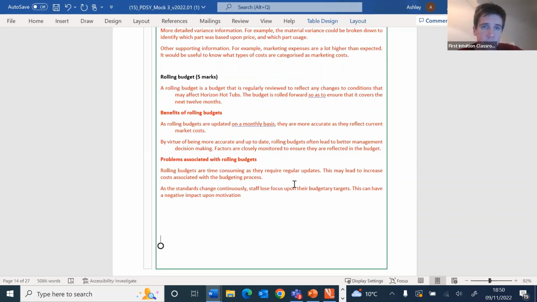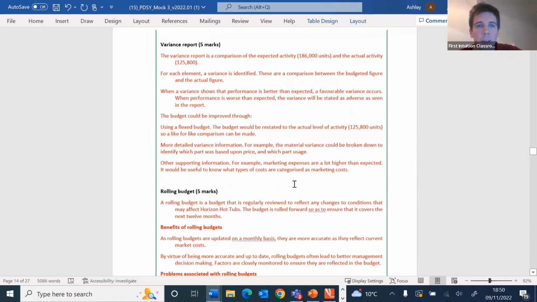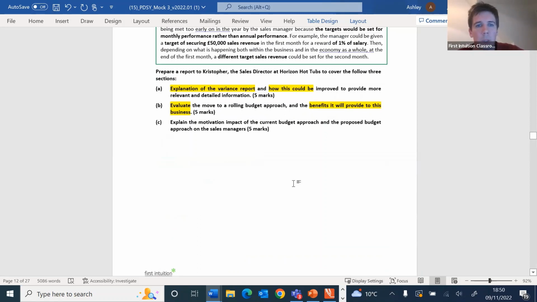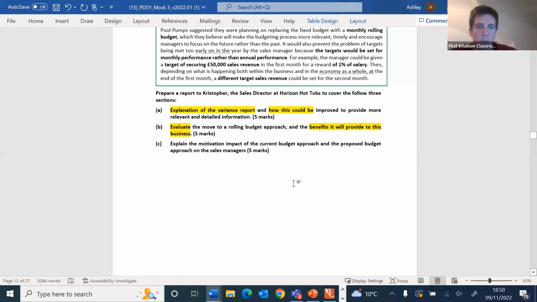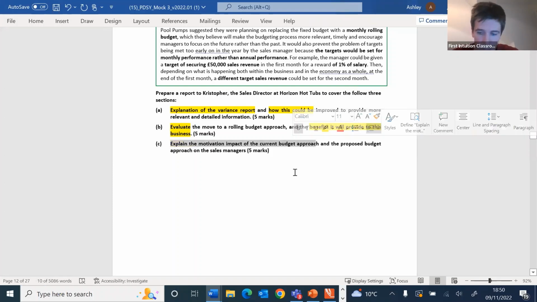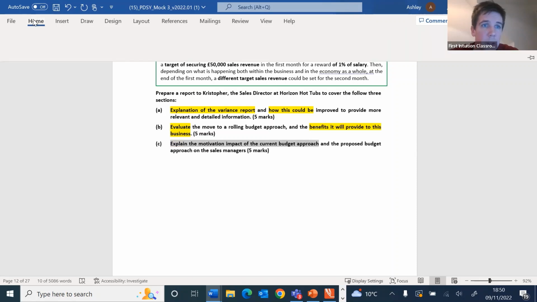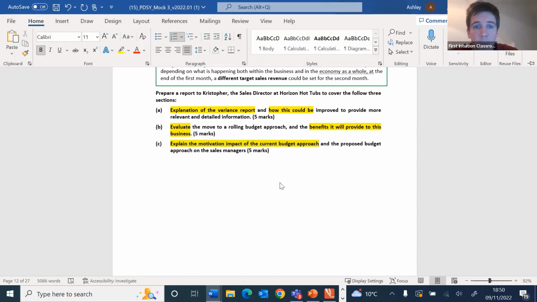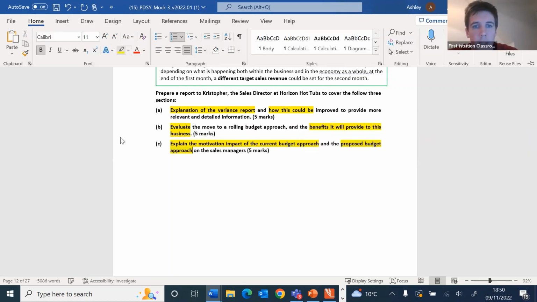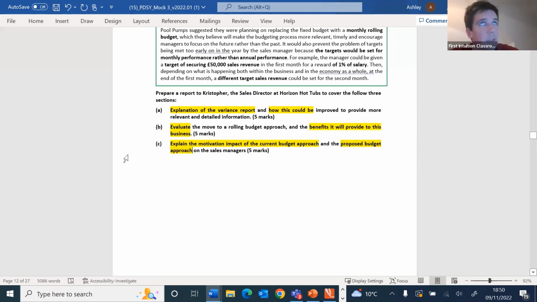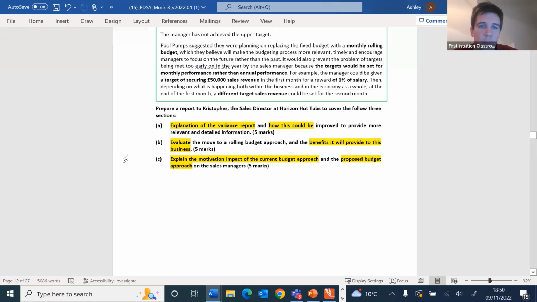All right. And then finally, we were asked to explain the motivation impact of the current budget approach. So again, there are two things to do here. Don't miss this when you take this assessment. You want to do that, but you then also want to talk about the proposed approach. So what's the situation now? How does the current budget impact motivation, and what would be the new situation?